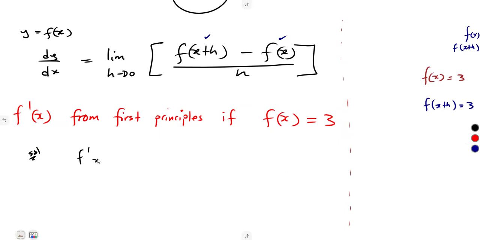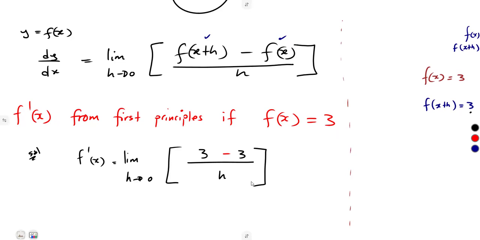Our first derivative with respect to x is going to be the limit as h approaches 0. Then we're going to have f of x plus h, which is 3, minus, all right? So we're going to subtract f of x, and f of x is also equal to 3. So everything over h, our denominator. So guys, this is what you're going to have.